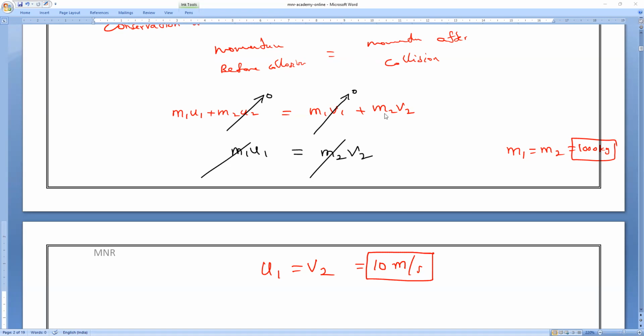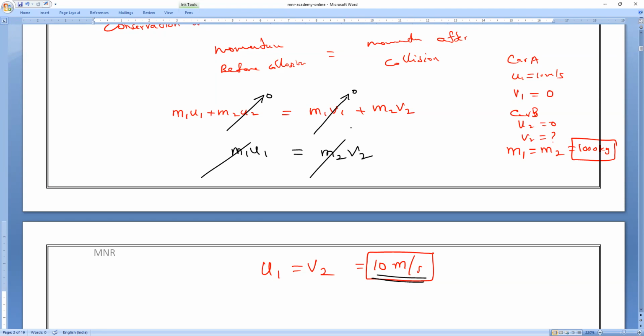Lakshya is asking, sir, why did you cancel, because v equals 0? Initially car B velocity is 0. Car A initial velocity is 10 meter per second. Final velocity is 0. Car B initial velocity is 0. Final velocity is how much? So what is the final velocity of car B? It is equal to the initial velocity of car A. Understand? Yes or no? So this is by using conservation of momentum.